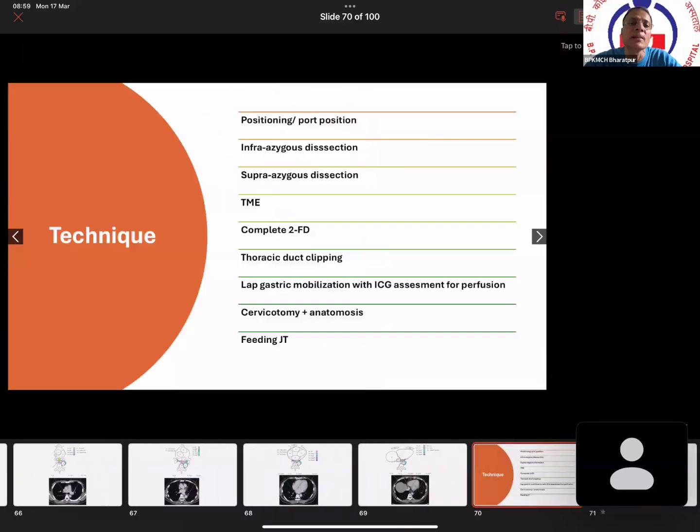Now coming to the next point, the technique. This was the theoretical background of what we do for minimally invasive esophageal cancer surgery. First we start with the positioning, then the infrazygous dissection, the suprazygous dissection, and the TME, that is the total mesoesophageal excision, as per the concept of total mesorectal excision for rectal cancer. Then the complete 2-field lymphadenectomy, the thoracic duct clipping, the laparoscopic gastric mobilization, cervicotomy and esophageal anastomosis, and the feeding jejunostomy.